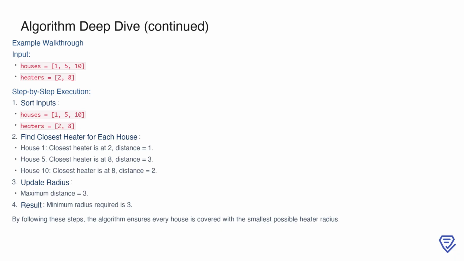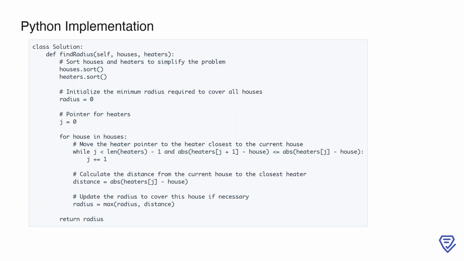For house 1, the nearest heater is at position 2, with a distance of 1. For house 5, the closest heater is at position 8, yielding a distance of 3. Finally, for house 10, the nearest heater is also at position 8, with a distance of 2. The maximum distance across all houses is 3, so the minimum radius required to cover all houses is 3. By systematically following these steps, the algorithm ensures that every house is covered with the smallest possible heater radius. This solution efficiently calculates the minimum radius of heaters required to ensure all houses are covered.